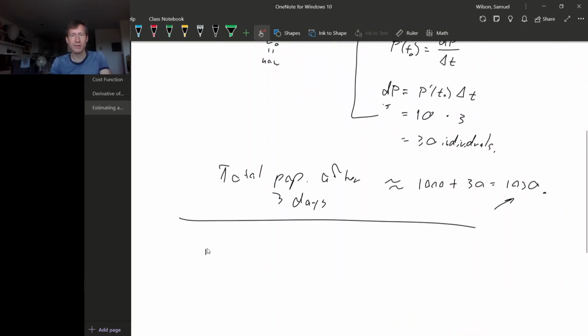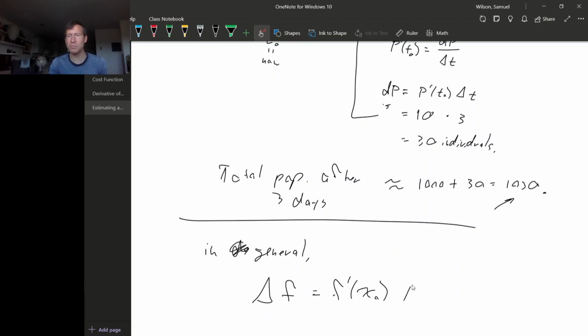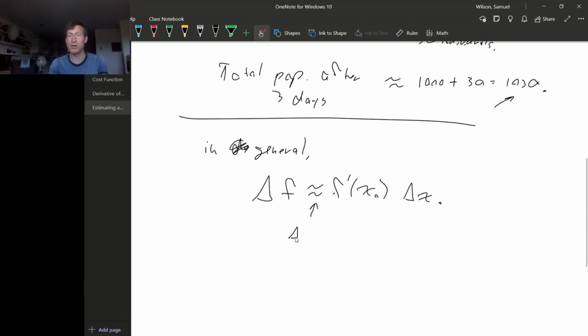So in general, if you ever want to know how much a function has changed, you can take the derivative at the starting value and multiply it by the change in x. And I shouldn't write equals here. This is an approximation, so these won't be equal in general, but as long as delta x is small, we can approximate any change in a function by multiplying its derivative at our starting point by the amount that we're changing x.